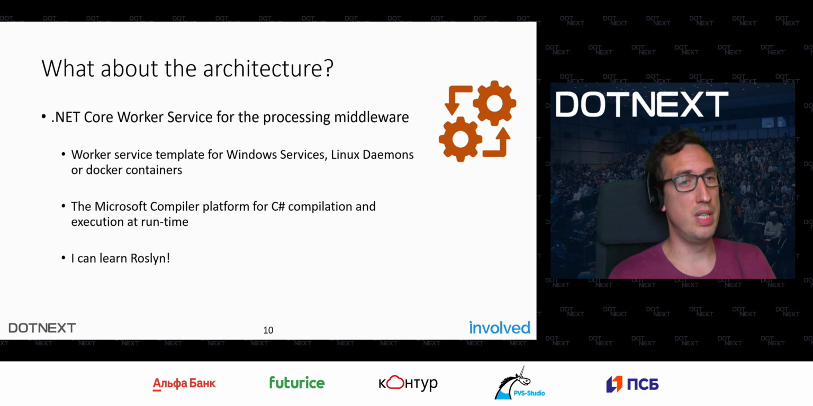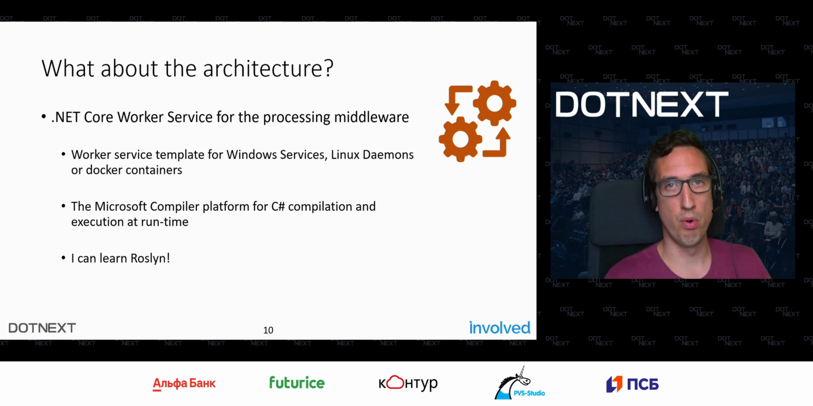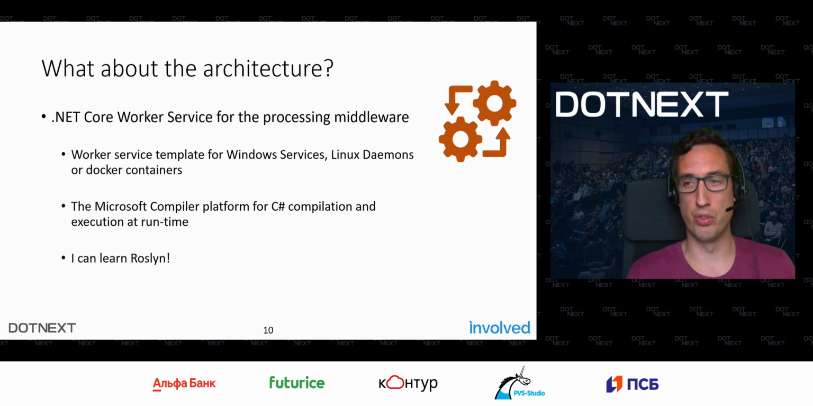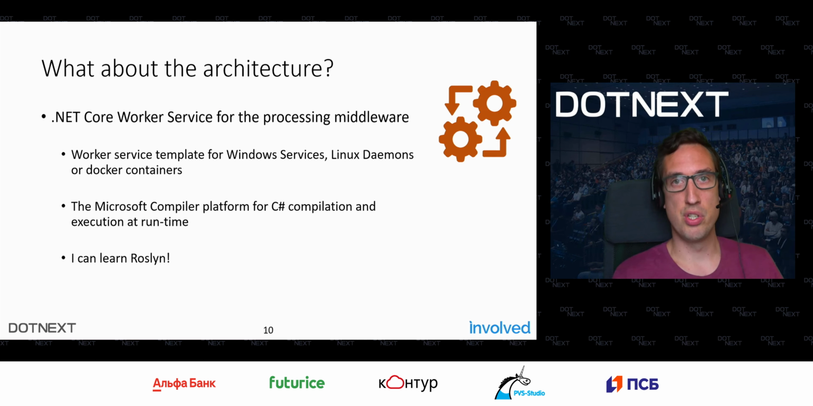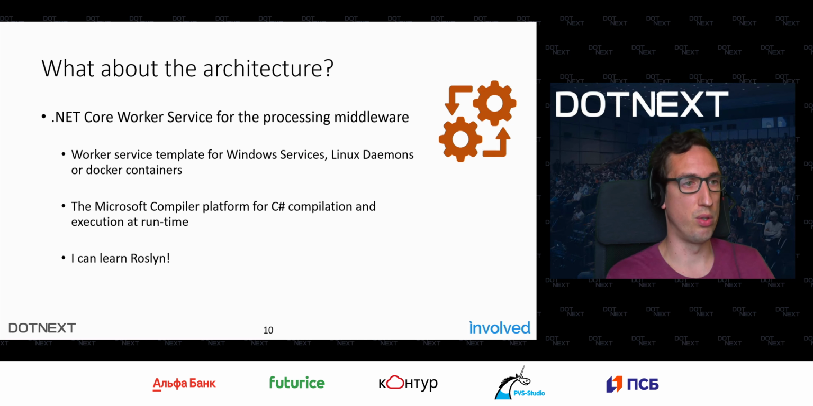It is very easy today in .NET to compile and run custom C# code by just using the Microsoft Compiler Platform. So in short, it's called Roslyn. You just put some C# code into a string, compile that string into a runnable part of code, and then run that code, and that's it. So also very cool that I could learn about Roslyn.